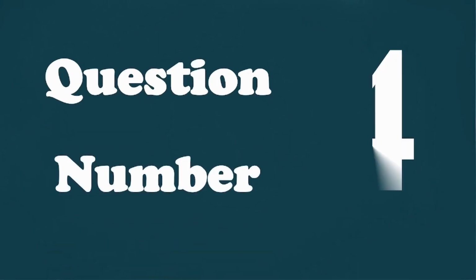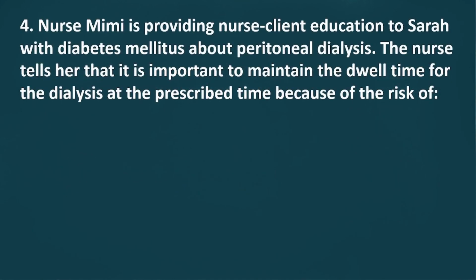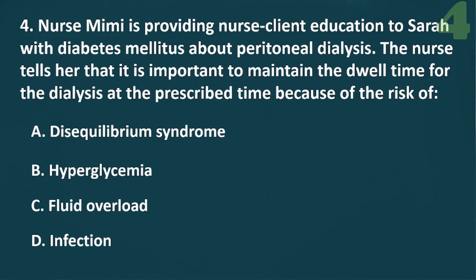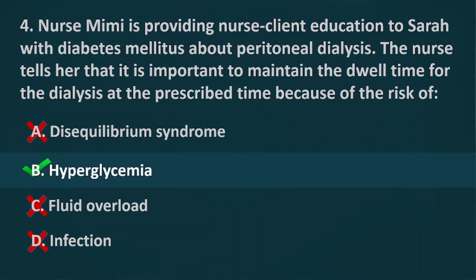Question number 4. Nurse Mimi is providing nurse-client education to Sarah, who has diabetes mellitus, about peritoneal dialysis. The nurse tells her that it is important to maintain the dwell time for the dialysis at the prescribed time because of the risk of A. Disequilibrium syndrome, B. Hyperglycemia, C. Fluid overload, D. Infection. The correct answer is letter B, hyperglycemia.